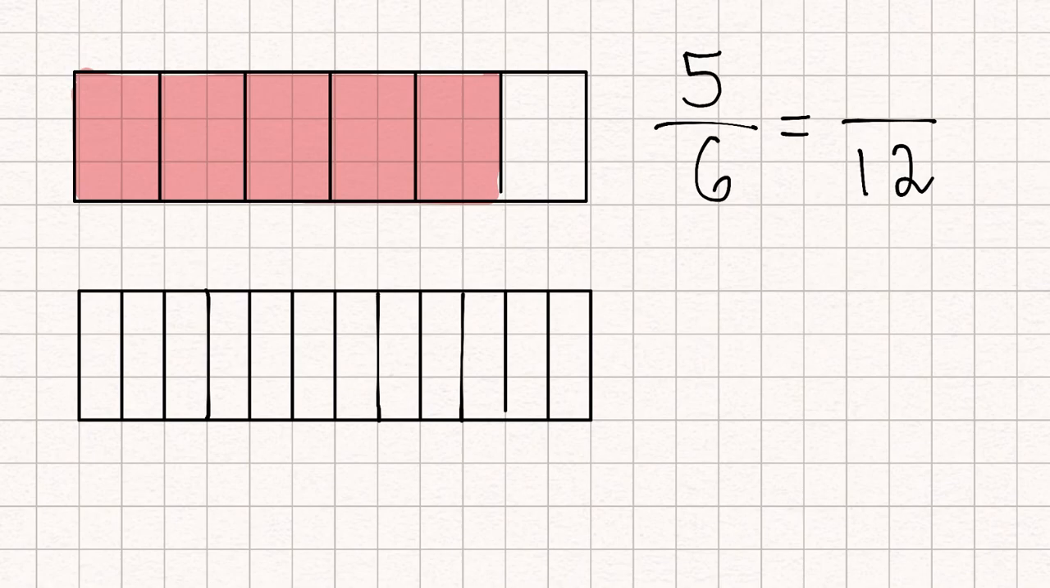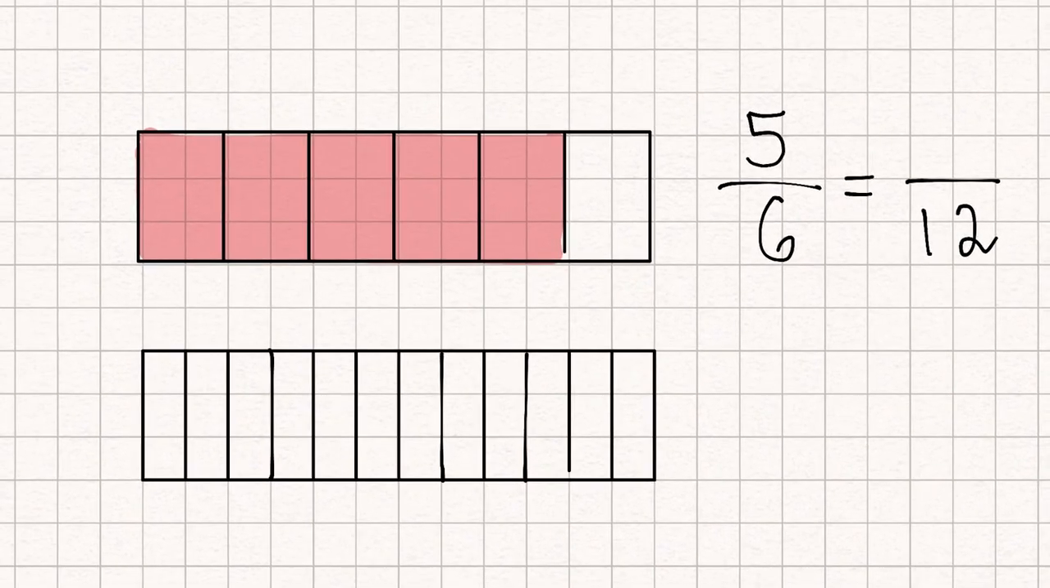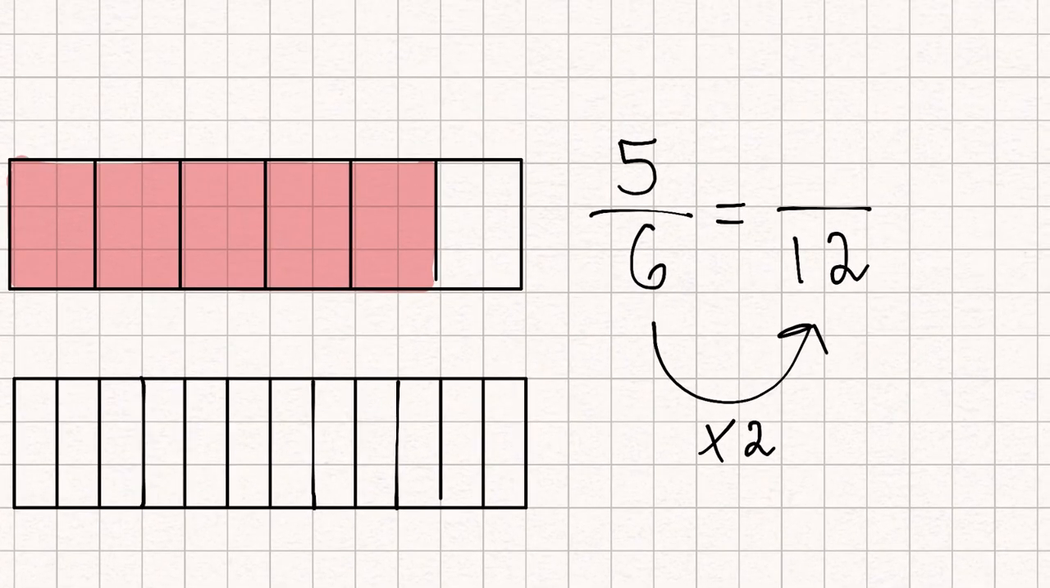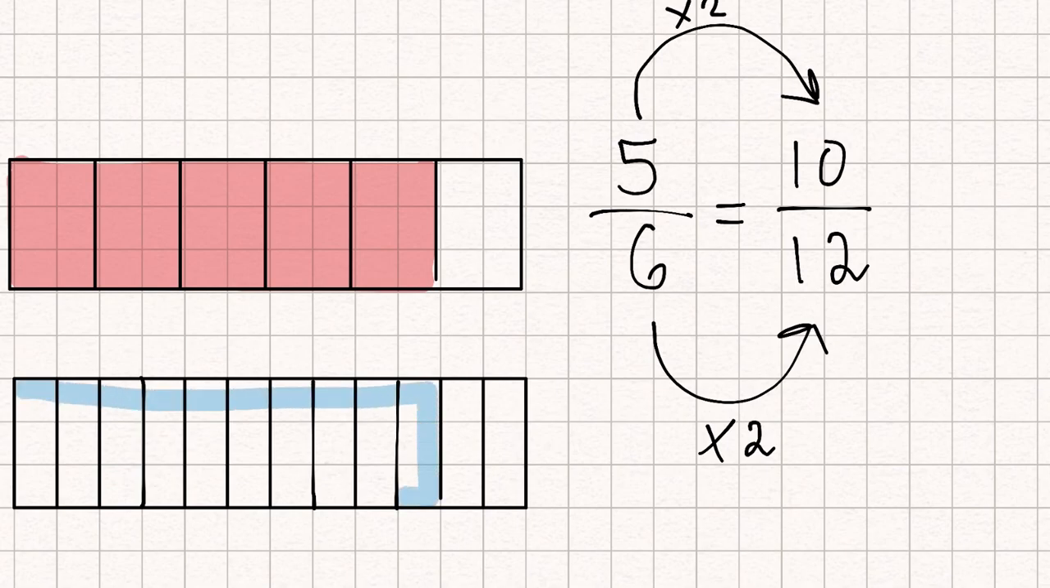All right, assuming that you're done solving this on your own, let's try this out. 6 times what equals 12? 6 times 2 equals 12. Whatever I do to the bottom, I have to do to the top. So let's try that on top here. 5 times 2 equals 10. Let's try that out and see if we got the answer correct here. 1, 2, 3, 4, 5, 6, 7, 8, 9, 10 pieces. There we go.